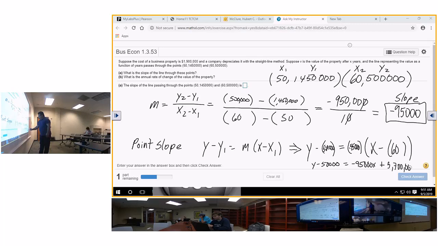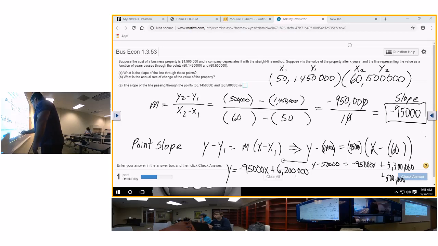5,700,000. And now you're going to bring the 500,000 over, so that's plus 500,000. And that's going to give you 6.2 million. So y is equal to negative 95,000 x plus 6.2. Okay, y'all write that down.